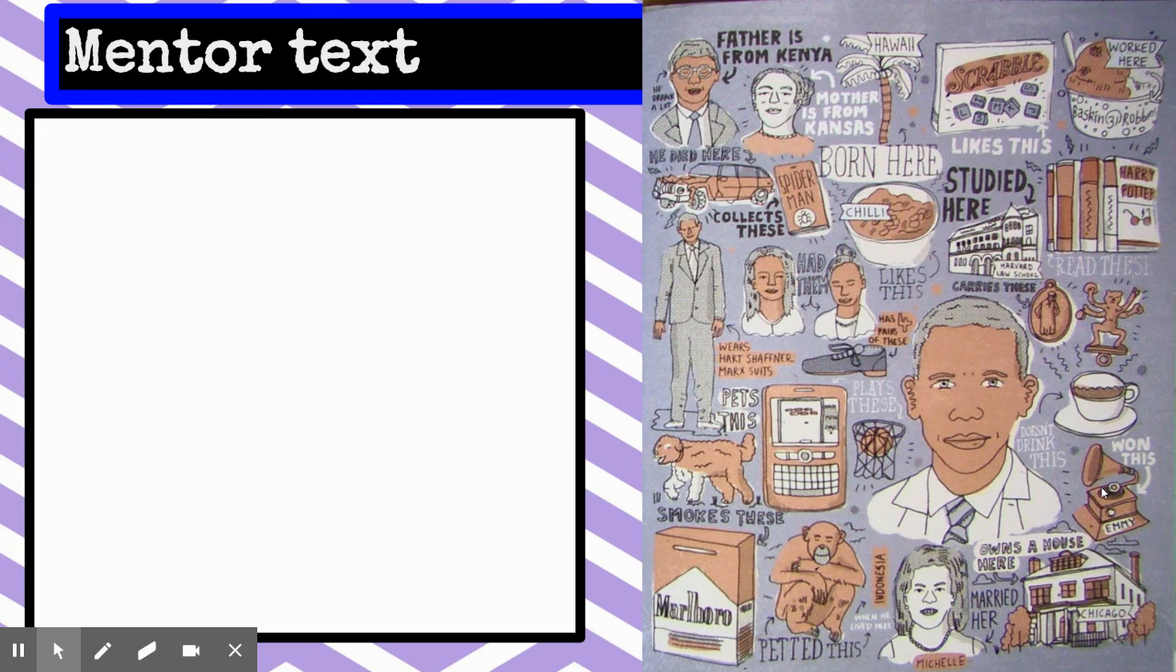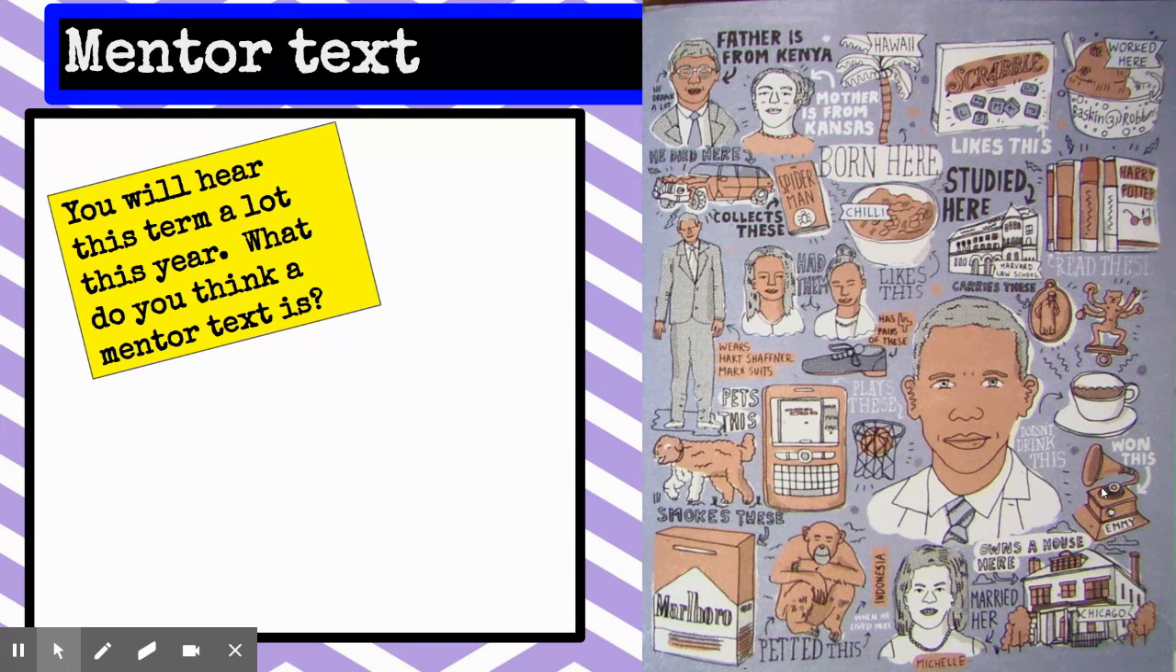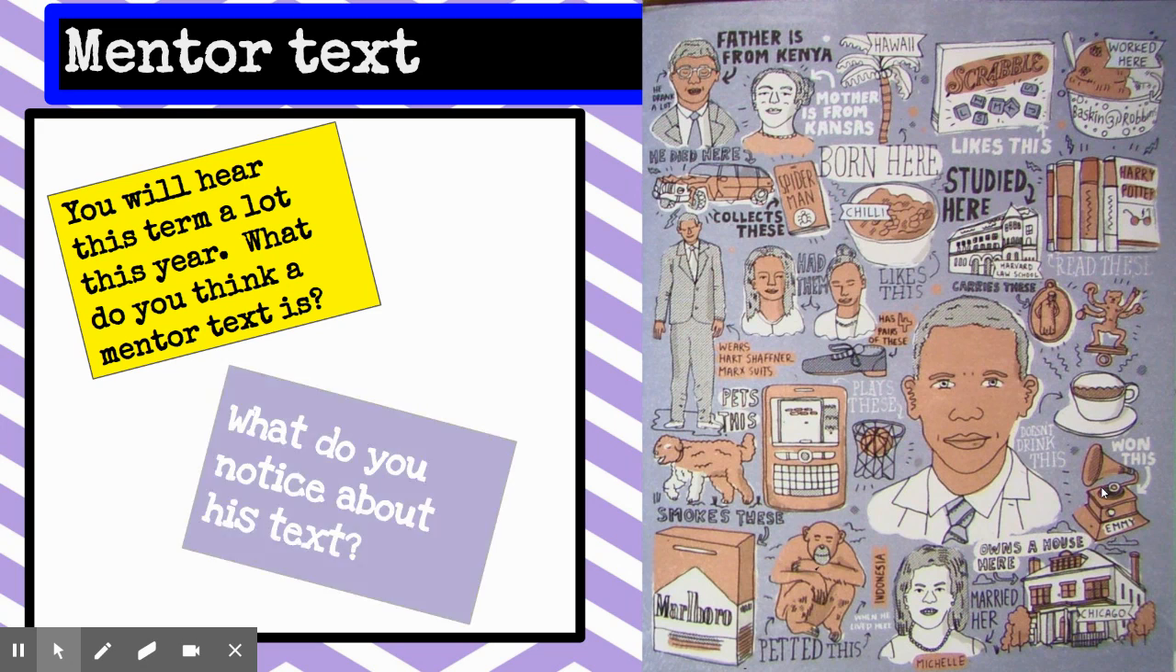Okay, so this is what we call a mentor text. You'll hear this word a lot this year. What do you think a mentor text actually is? You've heard of the word mentor before, so take a second and think about that. What a mentor text is, it teaches us something. It shows us how to write, and we should look off of that and basically imitate that type of writing.